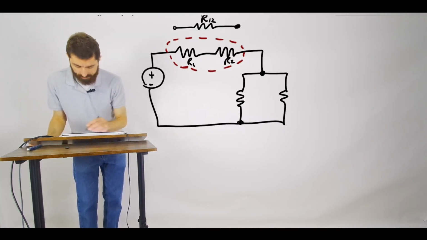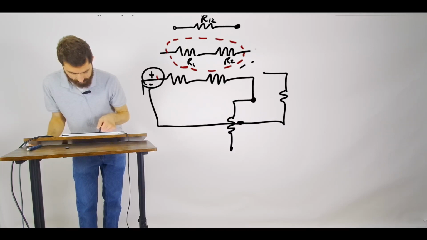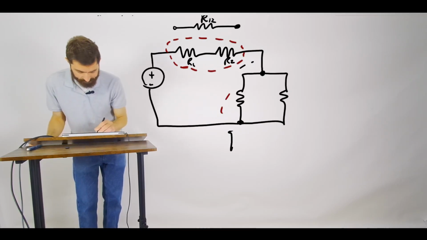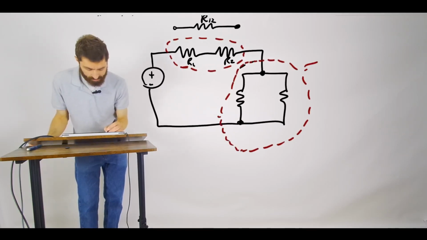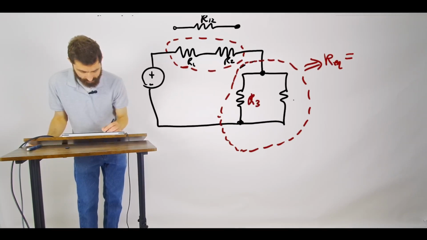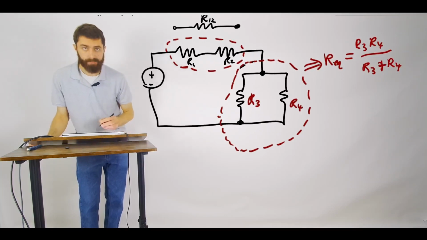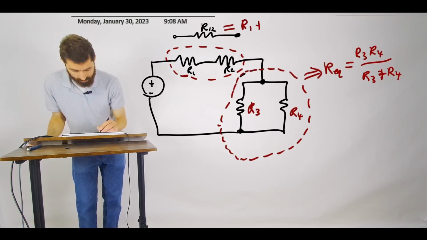And then this parallel combination, we can take this parallel combination and the parallel combination here. So if this is R3, this is R4, that'll be R3 times R4 over R3 plus R4. And the equivalent resistance here will be R1 plus R2.